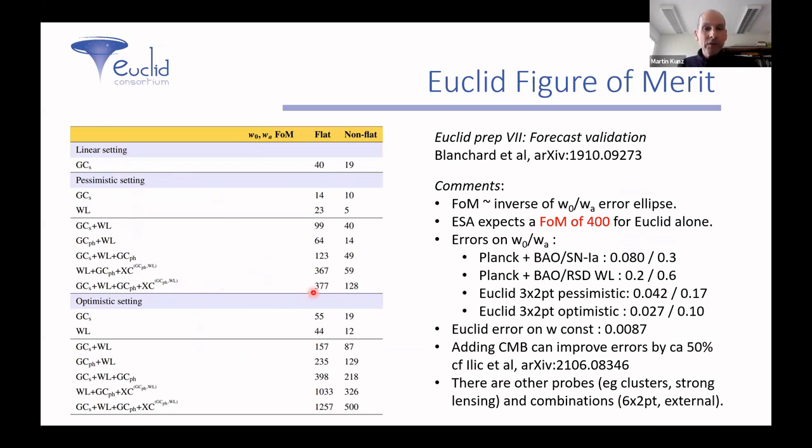You see that in the pessimistic case, pessimistic here means that we don't understand the nonlinear clustering very well, we're actually struggling to get to 400. And if we can use nonlinear scales, then we can get a lot higher. So you see that it will be really important. It's not only about the observations, but it's also about the theory.